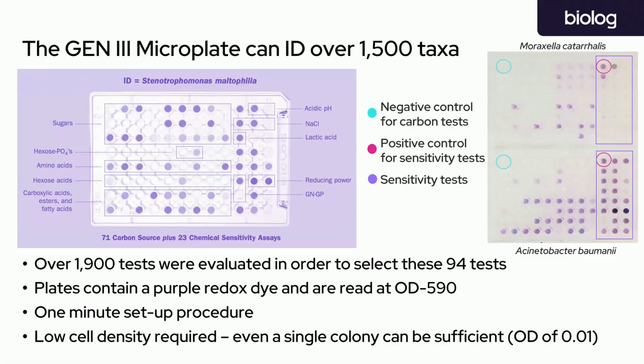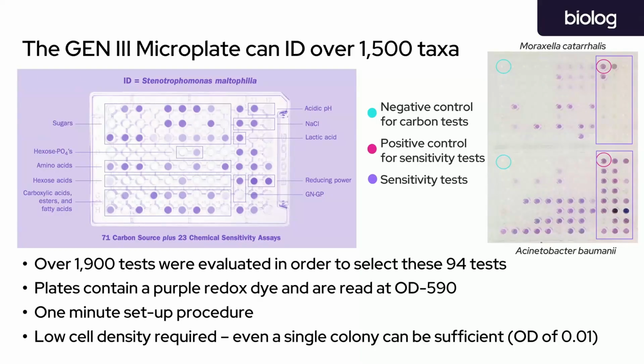So the first plate type that I wanted to talk about is the Gen 3 plate. So this is for our aerobic bacterial identification for over 1,500 different taxa. And so this plate was created by screening through about 2,000 different phenotypic tests in order to determine which ones were the most useful in parsing microbial identity.